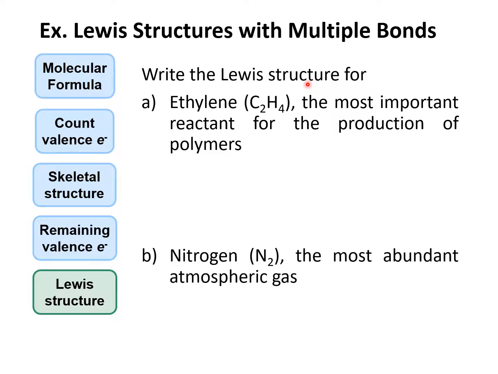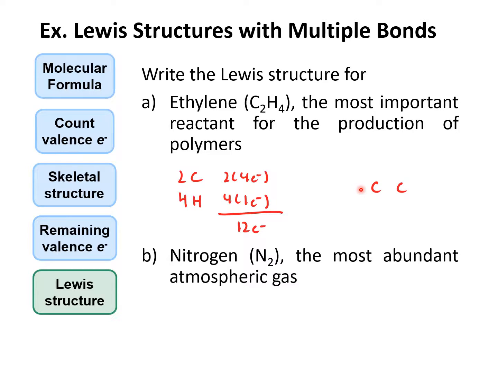Here we are asked to write the Lewis structure for ethylene, also known as acetylene, which has the chemical formula C2H4. Now this is one of the most important reactants in the production of polymers. We can see from the chemical formula that we have 2 carbon atoms, which have 4 electrons each, and 4 hydrogen atoms, which have 1 electron each. So adding up our electrons, we have 12 valence electrons to consider in our molecule.